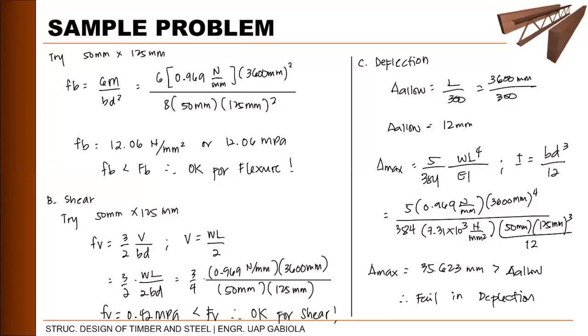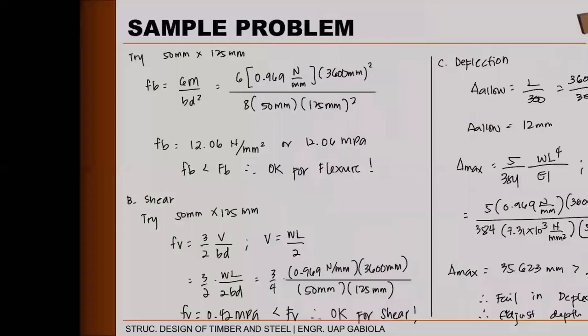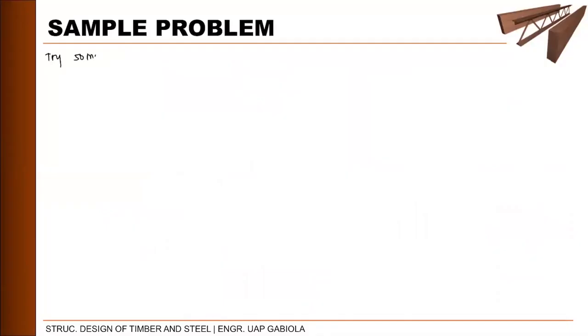Okay? So, ang gagawin natin is, therefore, adjust depth, no? Adjust natin yung depth. Okay? So, dadagdagan natin yung lalim nung ano natin. So, again, increment of 1 inch lang tayo. So, next natin is try 50 mm by 150 mm. Okay? Pero ang check na lang muna natin is yung sa ating deflection kasi yun yung hindi tayo nagsasatisfy, no?